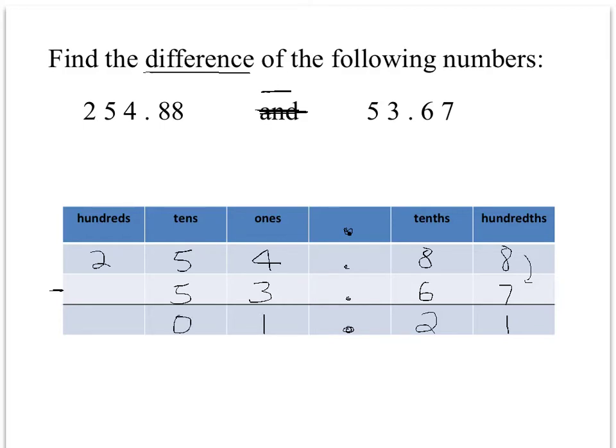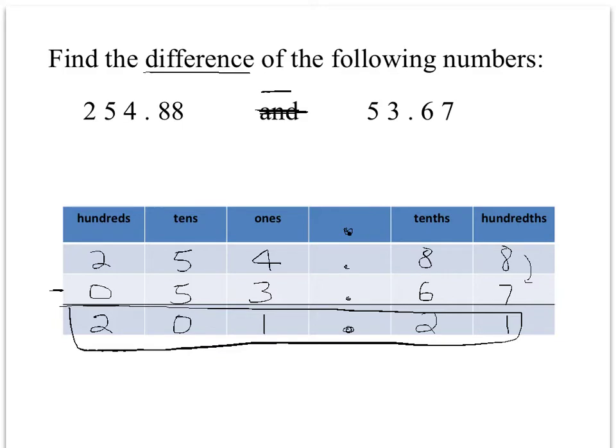And 2 minus, well, there's nothing there. But in fact there is. There's a 0 in the hundreds place in that number. So 2 minus 0 is 2. So there's our answer. 254.88 minus 53.67 is, in fact, 201.21.